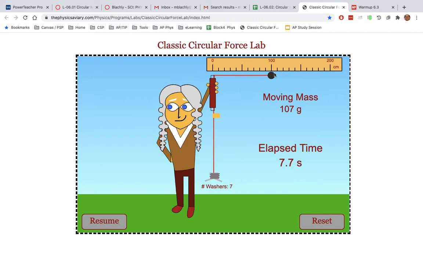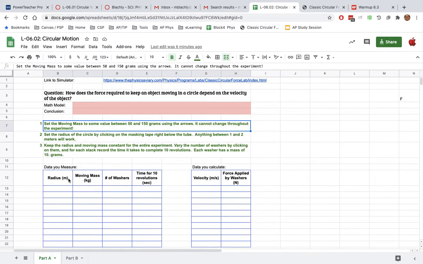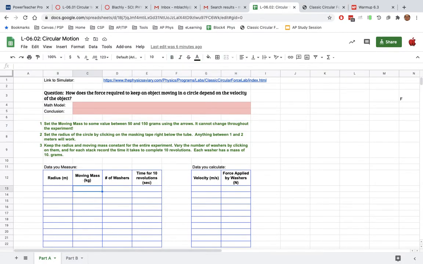So if you know the radius of this and you know the time it took, you can figure out the velocity of that stopper. So the goal is to record the radius, the mass that's moving, the number of washers, and the time for 10 revolutions. And you can use that information to calculate the velocity, how fast the washer was moving, and the force that was applied to it by the washers. So each washer is 10 grams of mass. So you'll need to put that in kilograms and then multiply it by g to find the weight. Okay? And that's the force that's making the weight move in a circle.